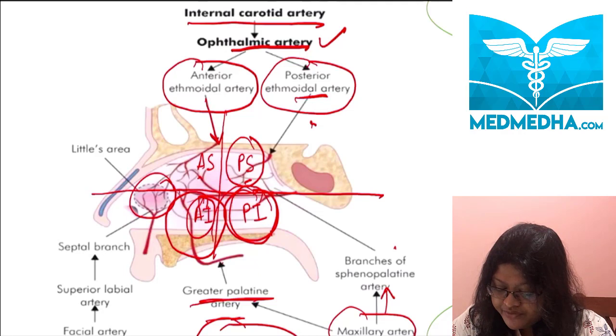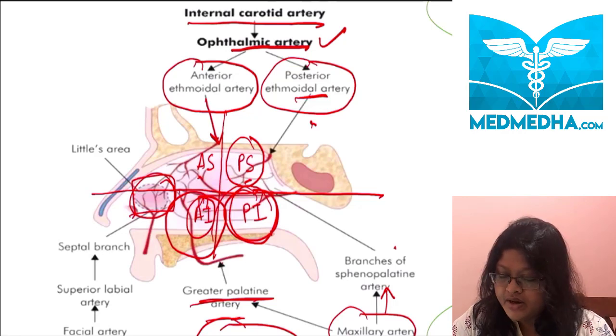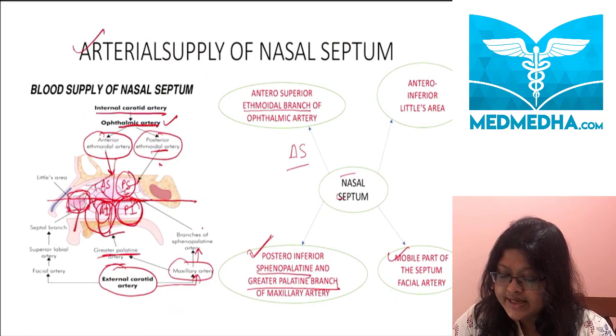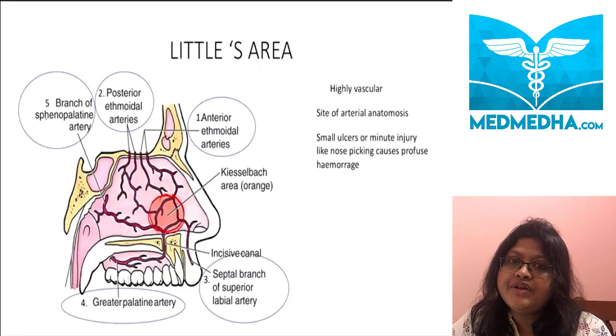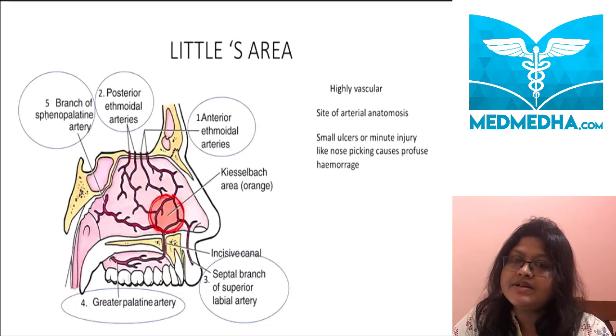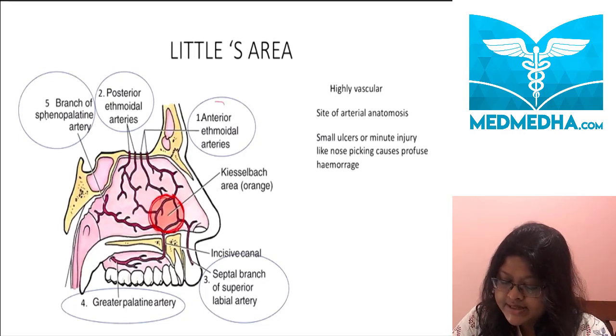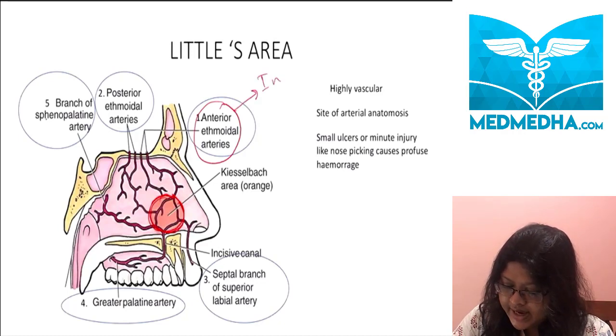The anteroinferior part of the nasal septum is supplied by anastomosis of a few arteries, which is known as the Little's area. Now we will see the Little's area. So this is the Little's area, which is the anteroinferior part of the nasal septum. This Little's area is the place in the nasal septum where there is anastomosis between the anterior ethmoidal arteries, branch of internal carotid artery.